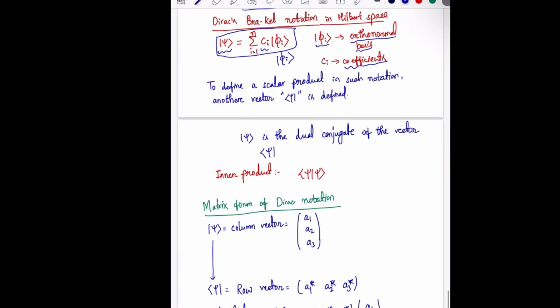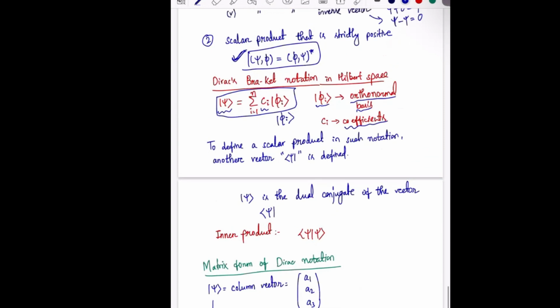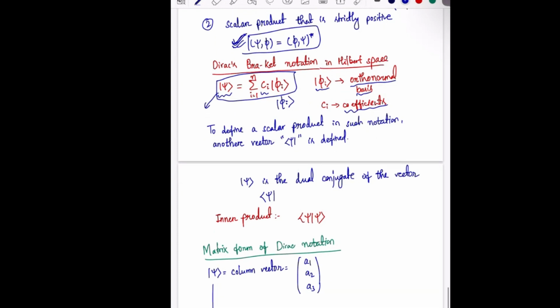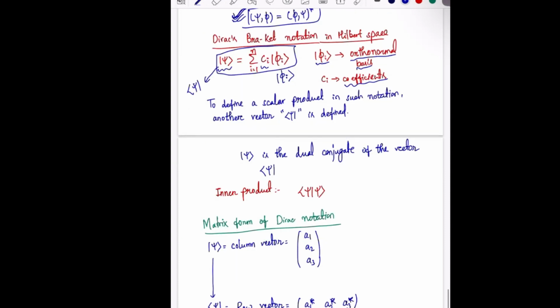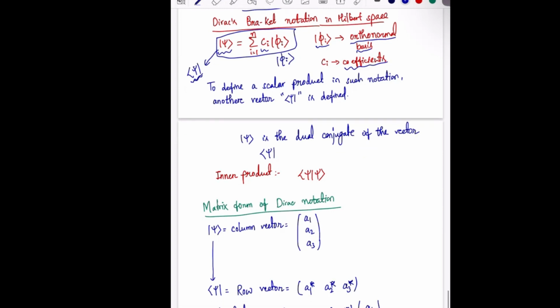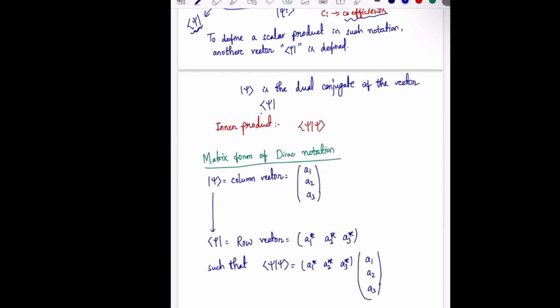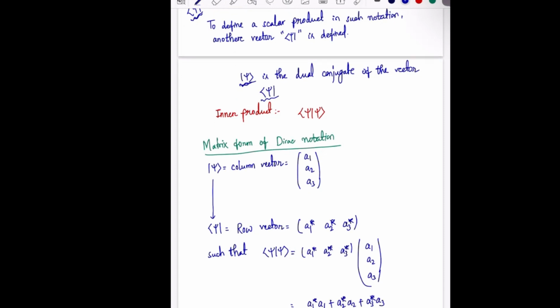in various orthonormal basis directions. Now, similar to the ket, if we want to take the inner product, we define another vector, which is the bra psi. This bra arises due to the inner product of psi. This bra vector is nothing but the dual conjugate of the vector psi. So now if we want to take the inner product of psi, we can write it in this form.